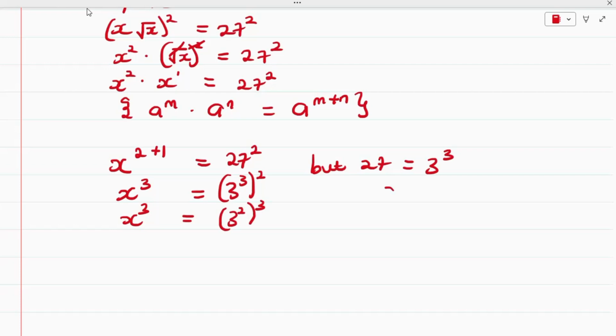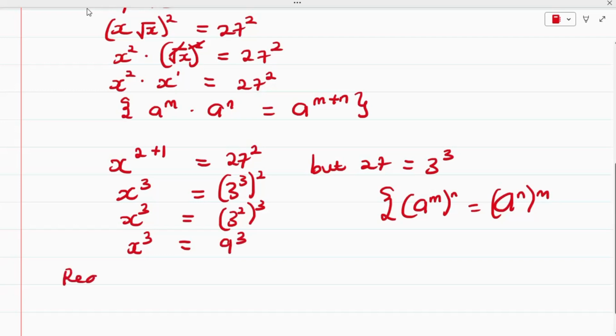We can easily interchange this from the property of exponents that says if we have a raised to the power of n raised to the power of m, it is the same thing as a raised to the power of m raised to the power of n. So that is what we apply right here. So from this we have x raised to the power of 3 is equal to 3 squared, written as 9 raised to the power of 3. So the next thing we want to do is to simply rearrange the equation and set it to 0. So this becomes x raised to the power of 3 minus 9 raised to the power of 3 is equal to 0.